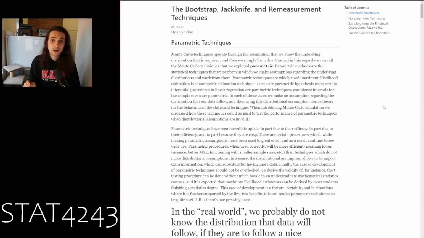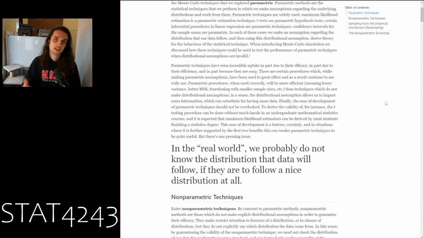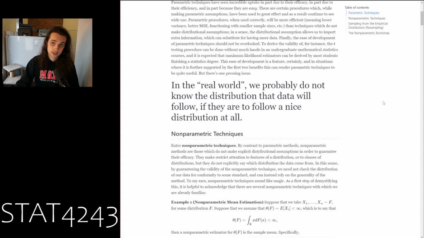Now, parametric techniques are great because they are efficient, in the sense that they give lower variance on the estimators. They also tend to be easier to work with from a theoretical standpoint. We can say very concrete things theoretically about parametric estimators. However, in the real world, we almost certainly don't know what distribution our data follow, and almost certainly they're not going to be following some nice distribution. This brings us to the idea of forming non-parametric techniques.